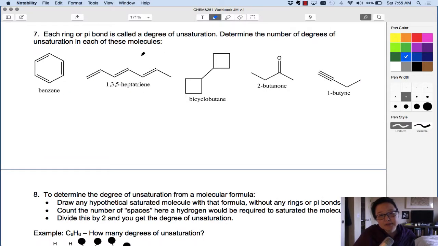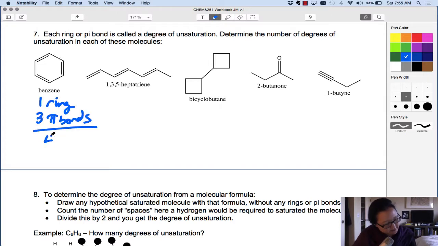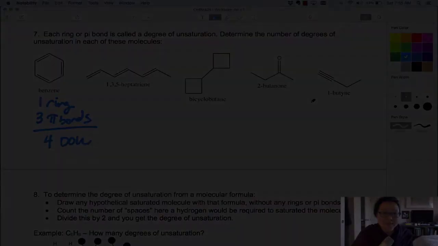We call each ring or each pi bond a degree of unsaturation. If you look at benzene, it's got 1 ring and 3 pi bonds, so that's a total of 4 degrees of unsaturation. Go through each of these and determine how many degrees of unsaturation you see in that molecule.